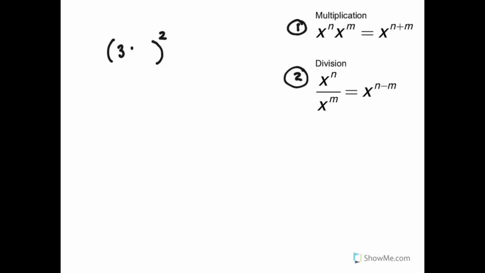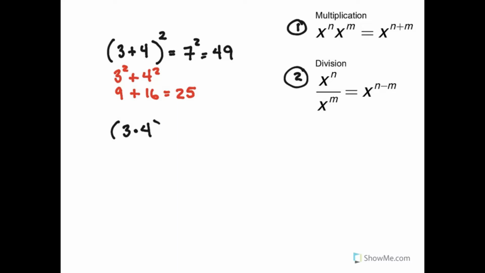Well, if the things in parentheses are added, 3 plus 4 is 7, and 7 squared is 49. But 3 squared plus 4 squared is not 49. 9 plus 16 is 25. So exponents outside the parentheses don't distribute over addition. On the other hand, if we have a multiplication in the parentheses, 3 times 4 squared is 12 squared, 144.